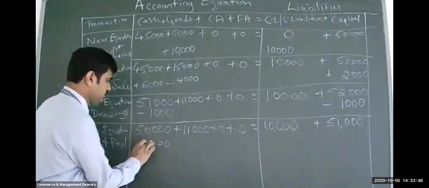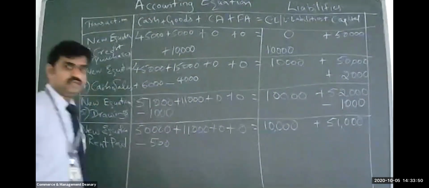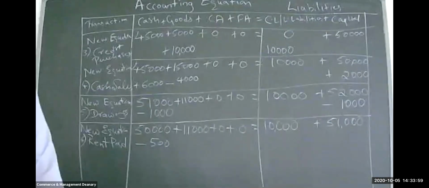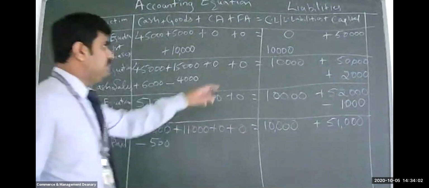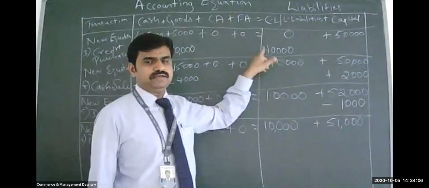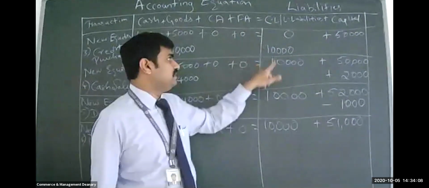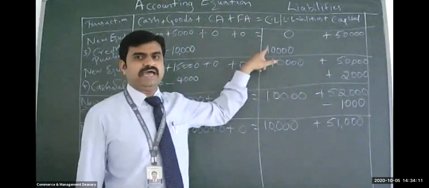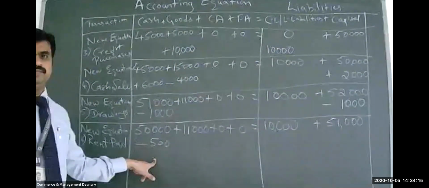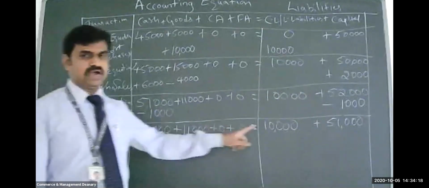Minus from liability. Why are you minusing? It's liability decreasing. Okay, but this liability is not your rent. This is your purchase of goods on credit. If you minus from this 10,000, that means you are paying your supplier. But you are not paying the supplier, you are paying your landlord. So current liability is the wrong answer.